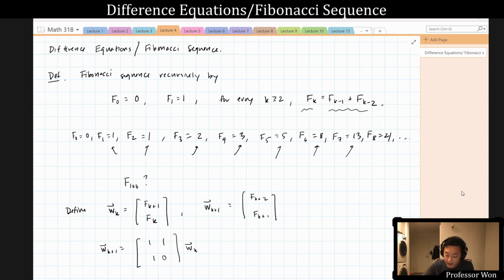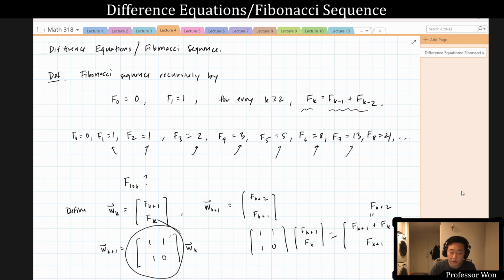Okay, why is this? Let me just do the multiplication for you so you can see why. If you do this multiplication, what do you get? In the first coordinate, you get f_{k+1} plus f_k. And in the second coordinate, you get f_{k+1}. But of course, this is just f_{k+2}. So if we keep track of the data of two consecutive Fibonacci numbers in a vector, then if you multiply by this matrix, it takes you from one vector to the next vector.